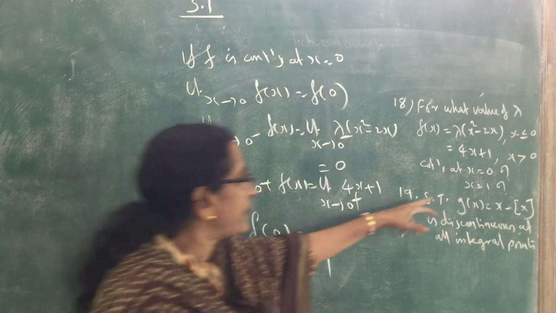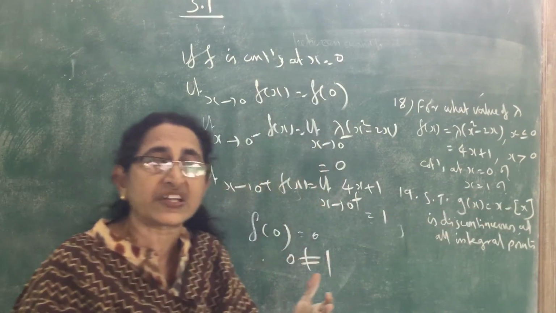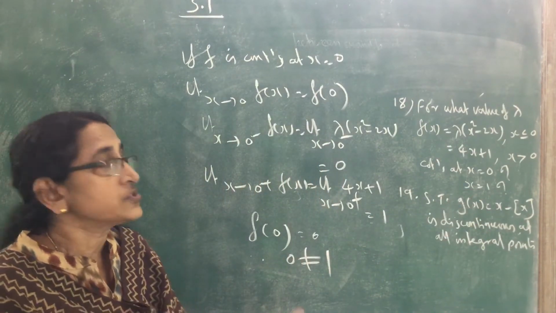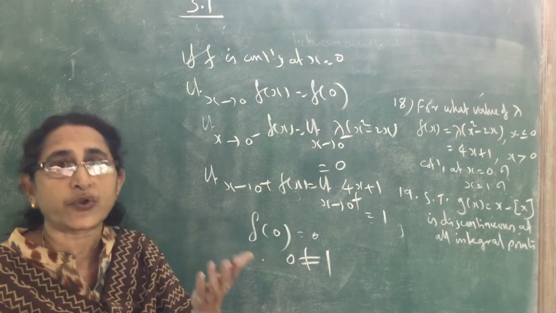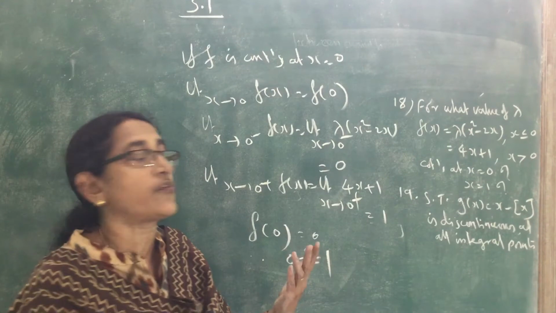Now we have to consider, they have asked about x equal to 1. What about the continuity at x equal to 1? So we have to check the continuity at x equal to 1. If the function is continuous at x equal to 1, what is the value of lambda? That is what we want to find.